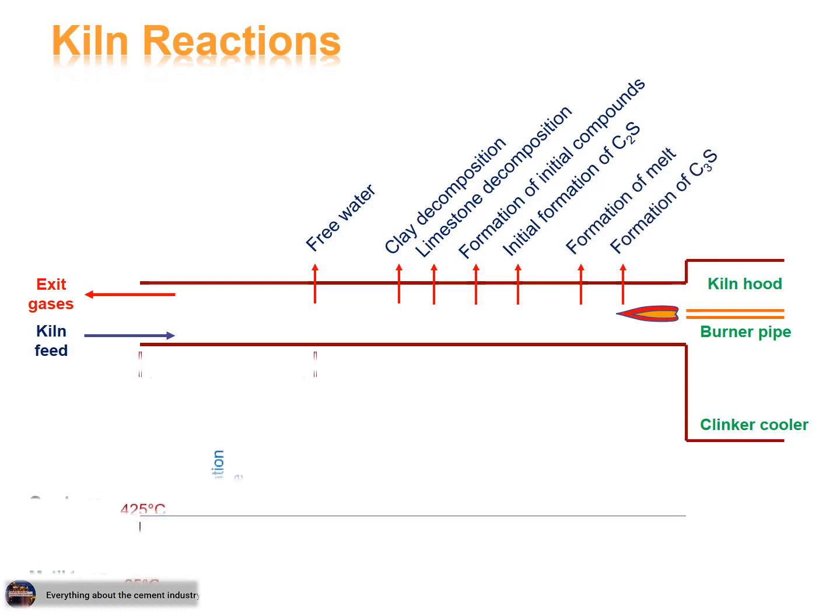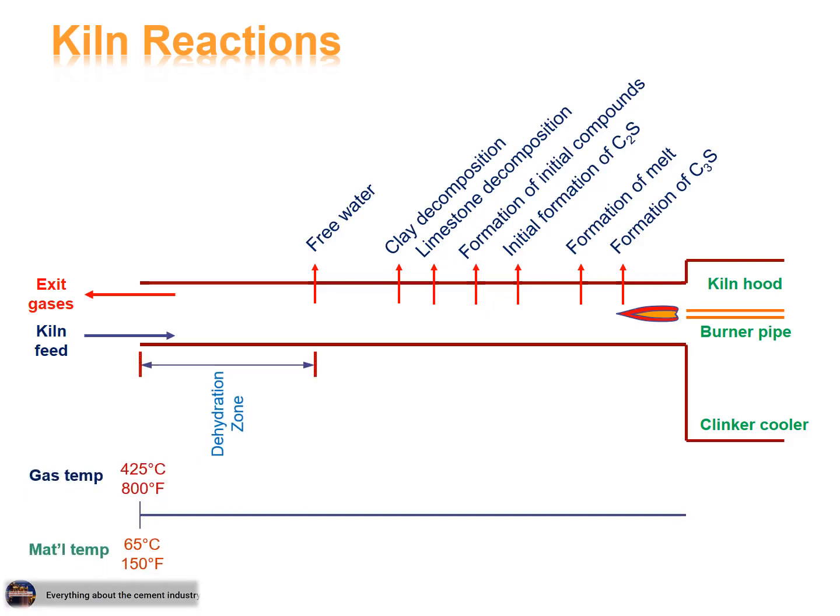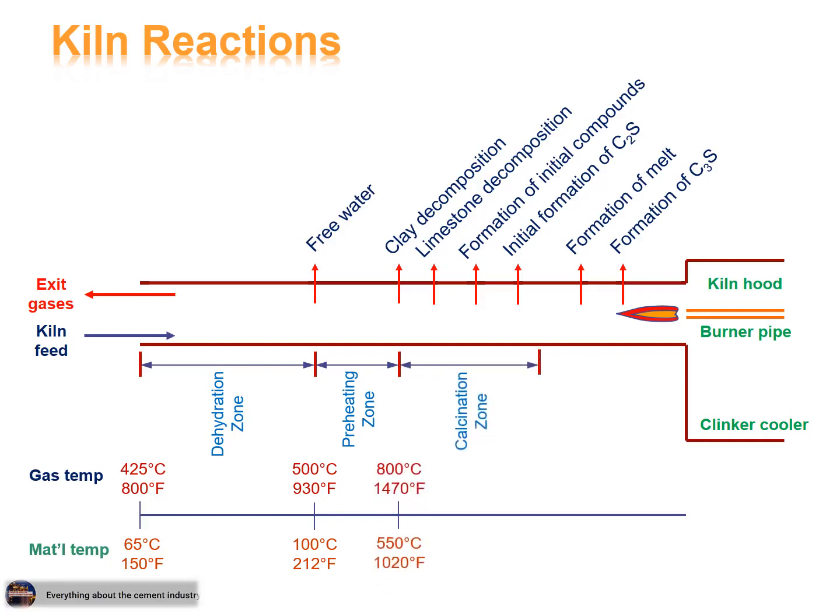1. Dehydration zone: the gas temperature is 425 degrees C, materials temperature 65 degrees C. 2. Preheating zone: the gas temperature is 500 degrees C, materials temperature 100 degrees C. 3. Calcination zone: the gas temperature is 808 degrees C, materials temperature 558 degrees C.